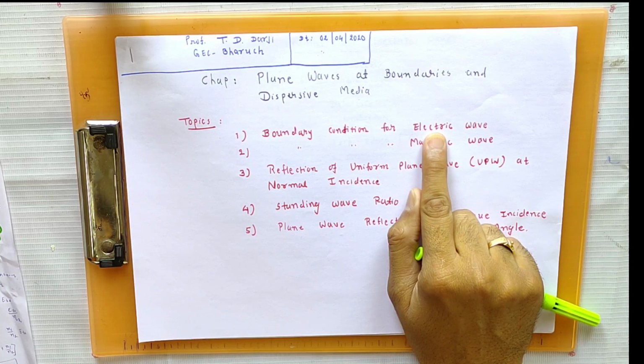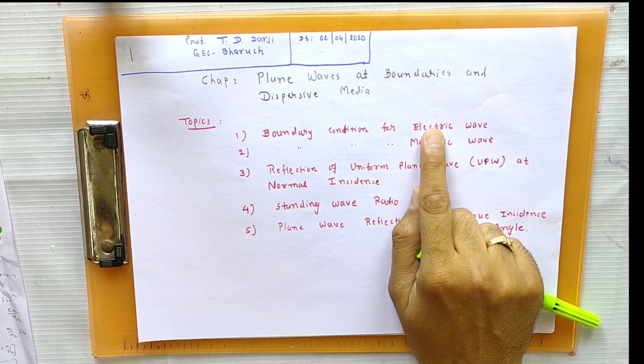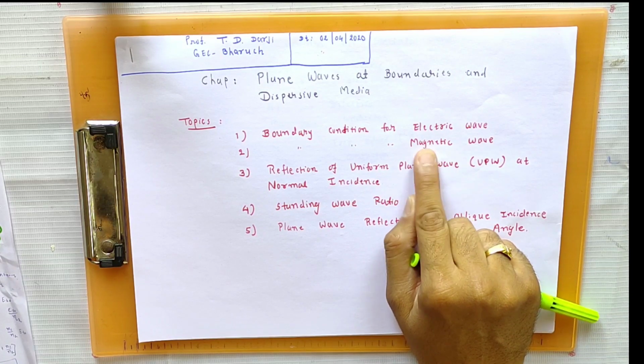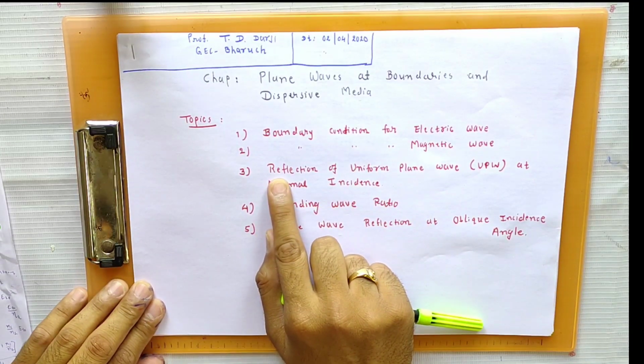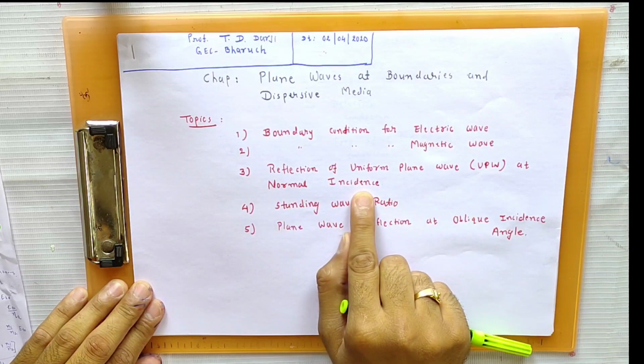The first case, if both the media are dielectric. Second case, medium 1 is dielectric and medium 2 is a conductor. Third case, medium 1 is free space and medium 2 is a conductor. Okay, and then we have discussed the magnetic boundary condition. Now we have started our third topic, which is reflection of a uniform plane wave at normal incidence.